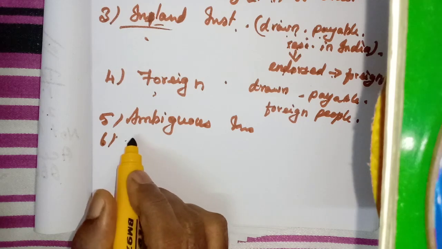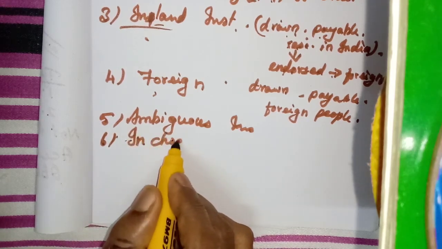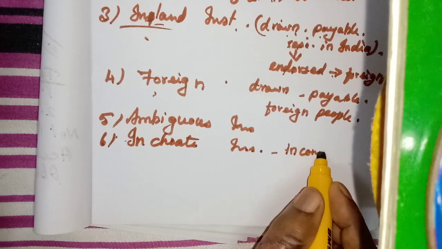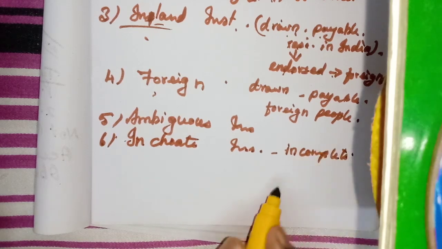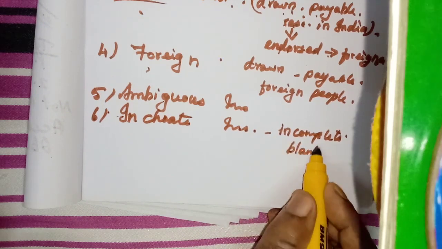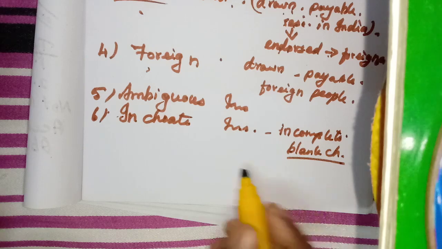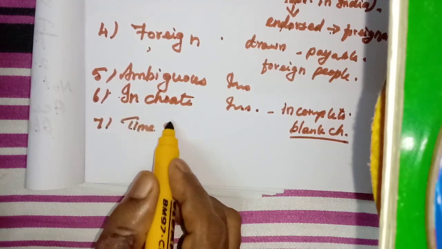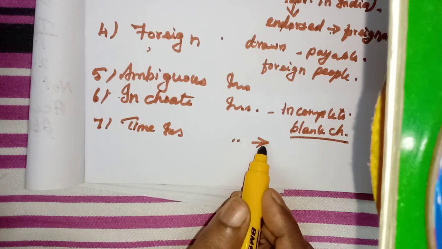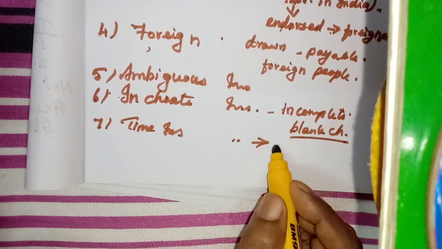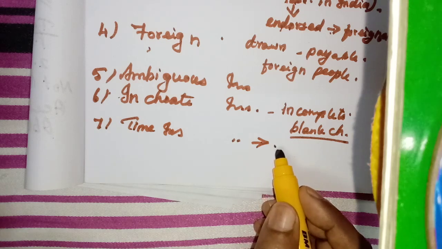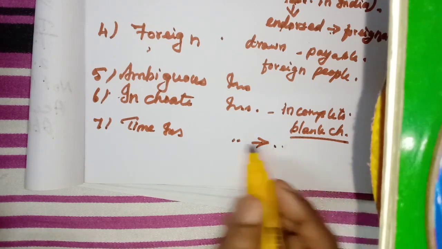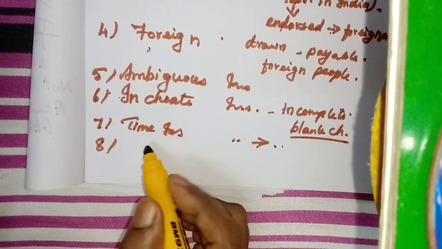Next one, inchoate instrument. Here we can say it is an incomplete instrument. For example, a blank check will be given, and they will not complete the amount. That check is called an inchoate instrument. Then time instrument. Here the time limit will be given, for example, I will pay this amount after 3 months. This time instrument will come for the promissory note or bill of exchange. Then accommodation instrument.